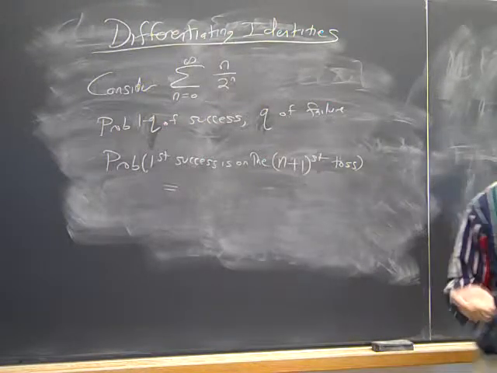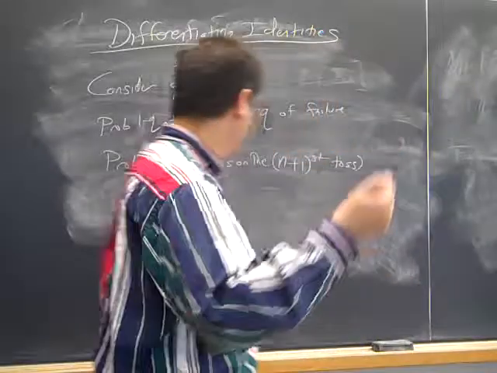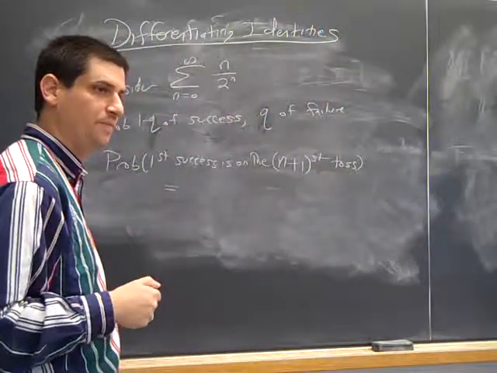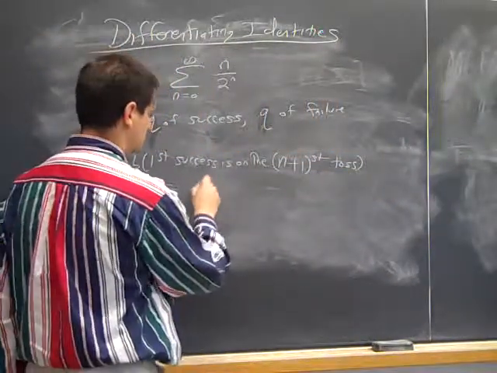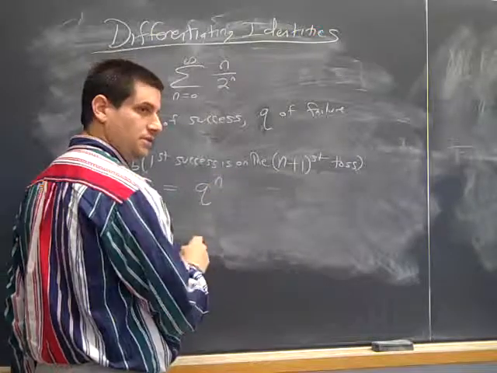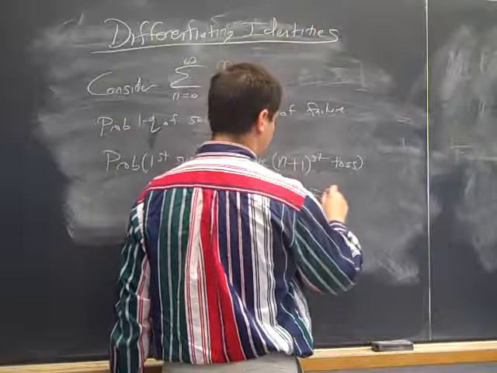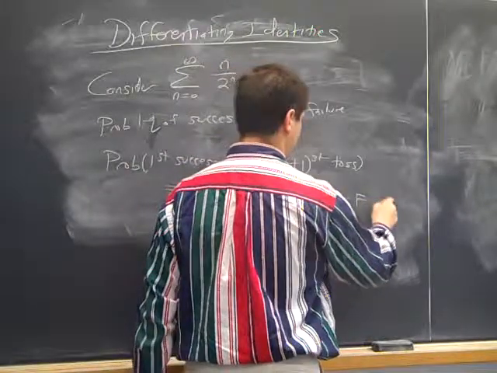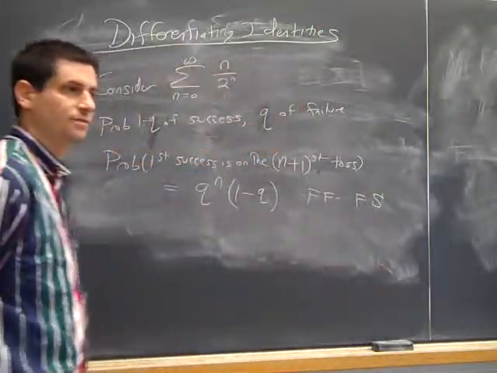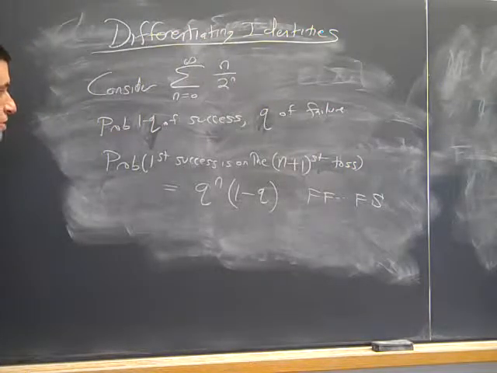So what's the probability your first success will occur on the n plus first toss? Well, it would be Q to the n times 1 minus Q. So basically, failure, failure, lots of failures, and then a success. So this is the probability that my first success is on the n plus first toss.